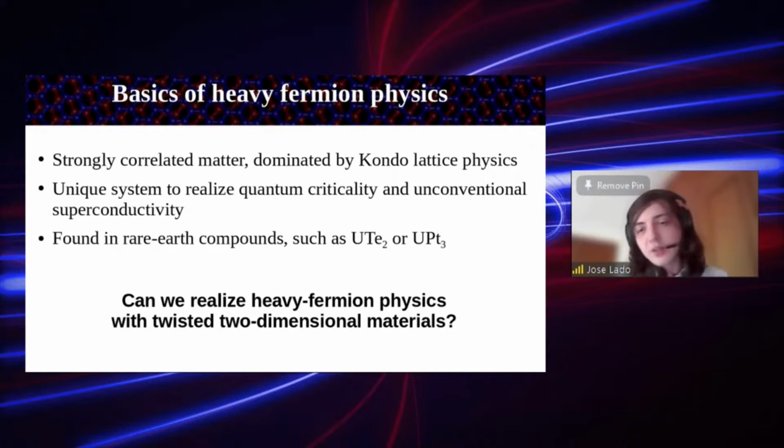The interest of this correlated state of matter is that we have extremely exotic forms of quantum criticality and unconventional superconductivity, and even topological superconductivity, that appear because of this heavy fermion behavior. So the question is how we can do this with twisted two-dimensional materials.